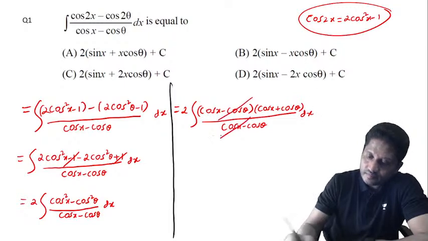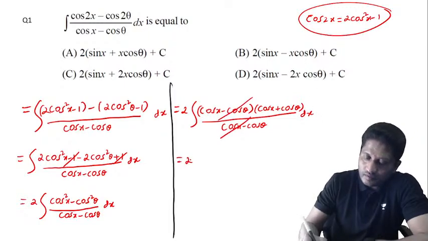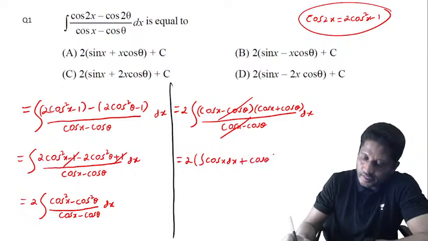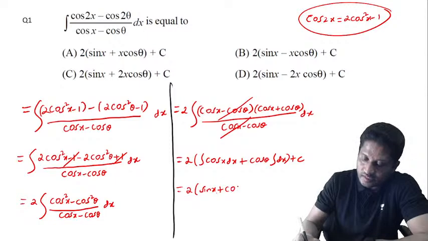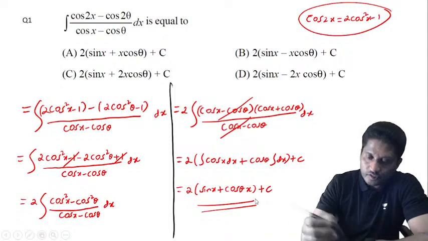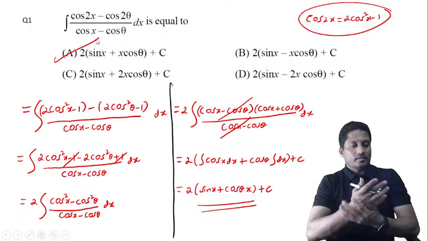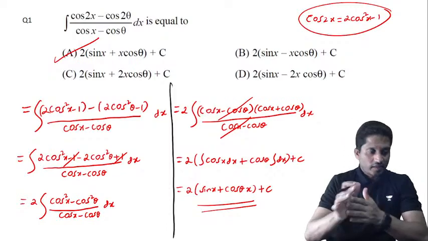This will cancel. 2 into integration of cos x plus cos theta into integration of dx, and plus c. 2 times integration of cos x is sin x. Cos theta is a constant, I'll take outside. Integration of dx is x, and plus c. Okay, that's the first option only. Right.